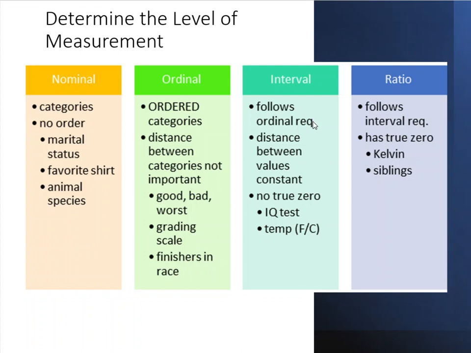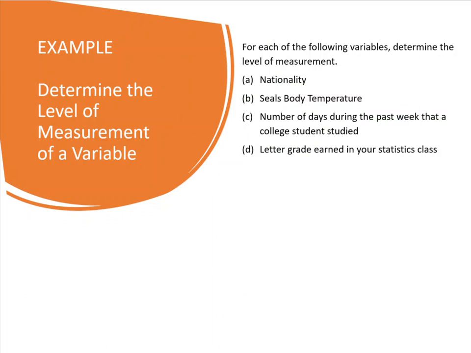So let's see if we can practice these levels of measurement. Here I have four examples, and we want to determine the level of measurement for each of them. First, nationality. Let's say we have Spanish, German, Italian, or French. It doesn't matter what order I put that in. These are categories, so this would have to be a nominal level of measurement.